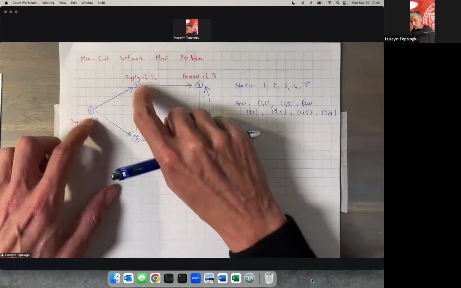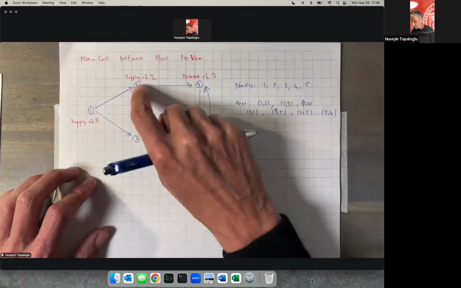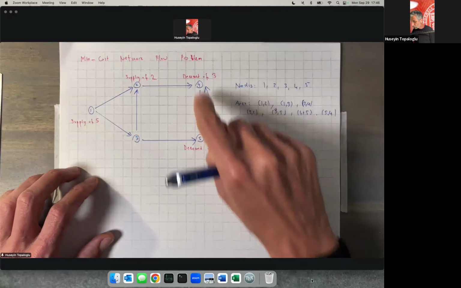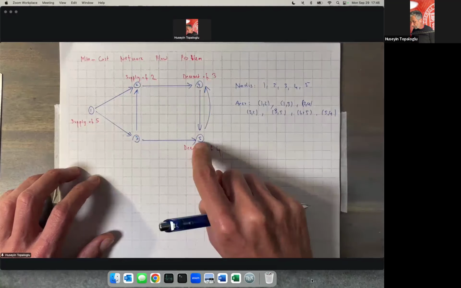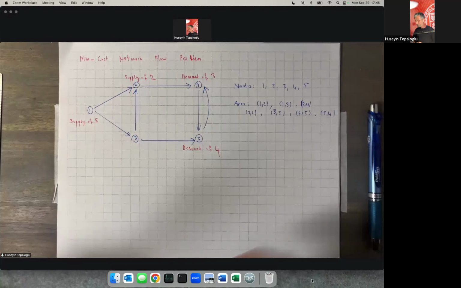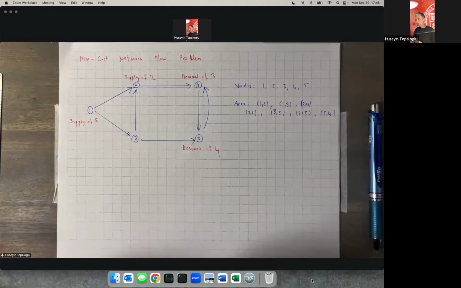Okay, so some of our nodes are designated as supply nodes. Node 1 has a supply of 5 tons of apples. Node 3 has a supply of 2 tons of apples. And node 4 and node 5 are designated as demand nodes. Node 4 has a demand of 3 tons of apples, and node 5 has a demand of 4 tons of apples. And associated with each arc, there is a transportation cost. That is the cost of transporting 1 unit of material on each arc.